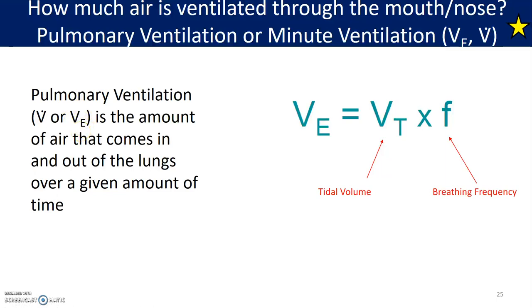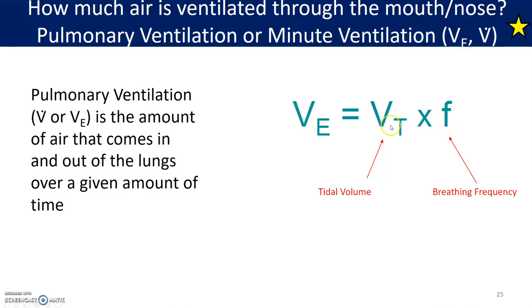You can call it pulmonary ventilation. Sometimes you'll hear it called minute ventilation. It has a lot of different names. Really what it means is how much air is coming in and out of the mouth every minute. And the way we measure that is by measuring the depth of your breath, or the tidal volume, V sub T, and multiply that by how many breaths you take per minute, right?